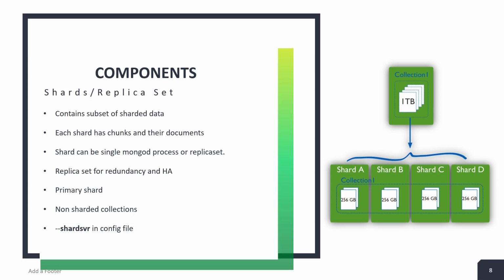But always, all the write operations go to the primary shard. So even though the particular database is sharded, it can also hold non-sharded collections inside it. The shards have to be started with --shardsvr in their configuration file, so that the MongoDB process will understand, okay, this particular MongoDB installation has the shards.